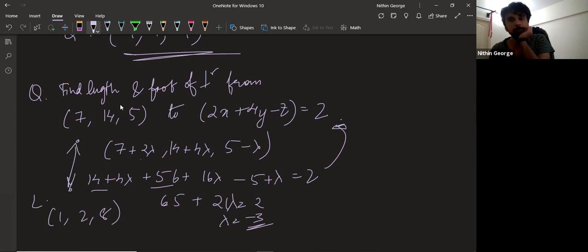Now the distance between them will be root of 6 square plus 12 square plus 3 square.